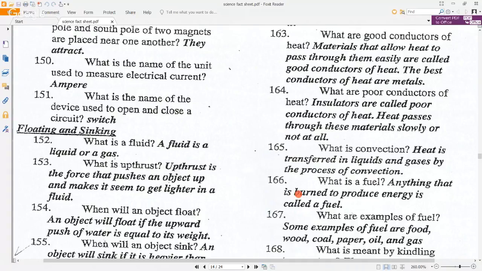166. What is a fuel? Anything that is burnt to produce energy is a fuel. 167. What are examples of fuel? Some fuels are food, wood, coal, paper, oil, and gas.